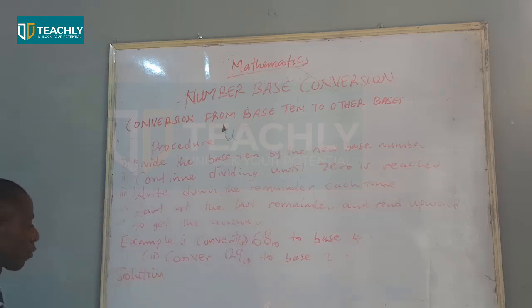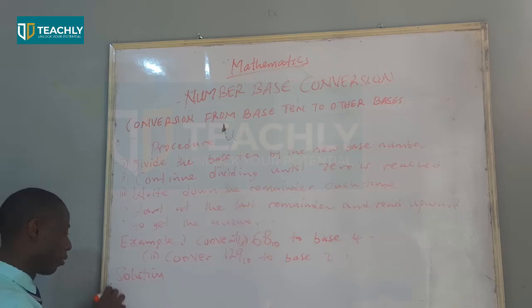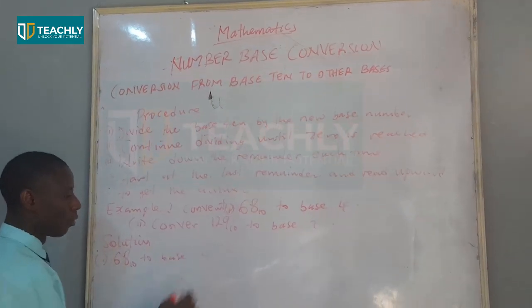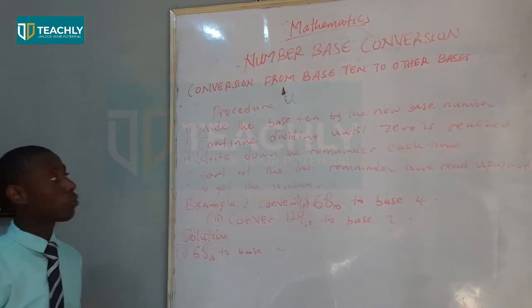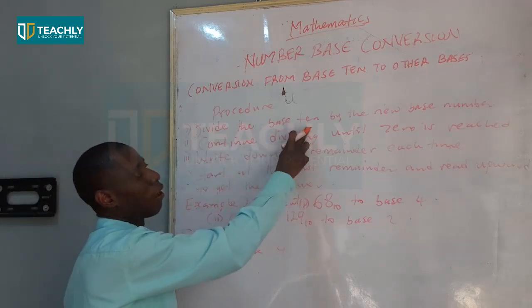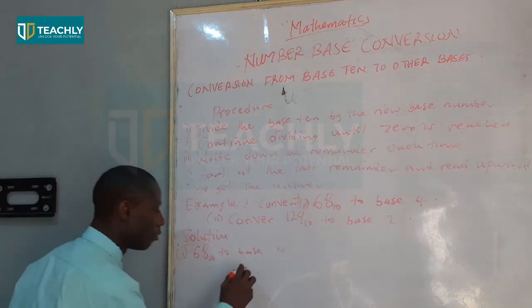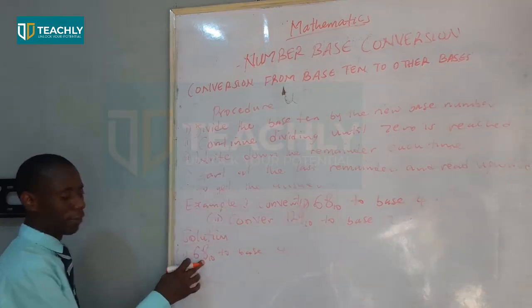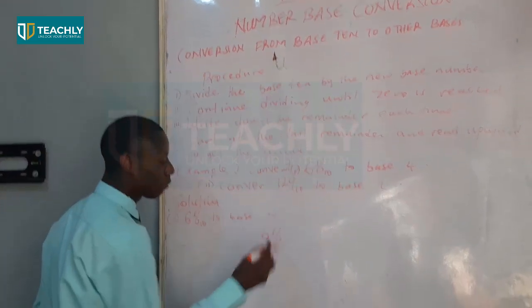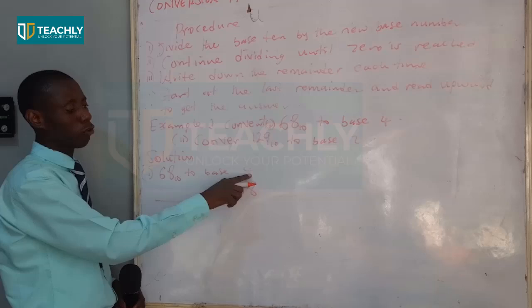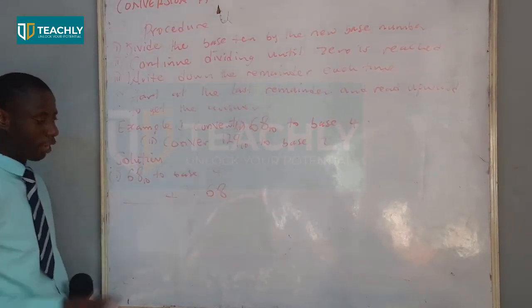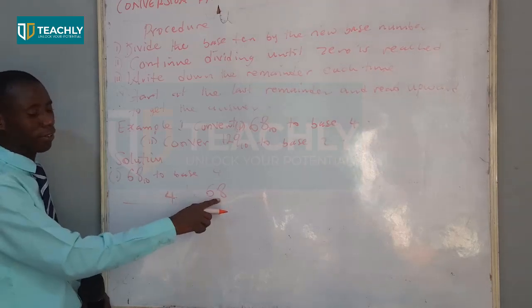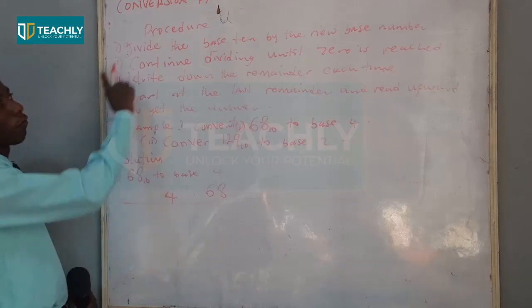So let's look at it. The first thing you are going to do is, according to the rule, divide the base 10 number by the new base number. We draw something like this. Put the base 10 number in this place, 68, and put the new base we want to use to divide, which is 4, here. That is what the first rule is saying.